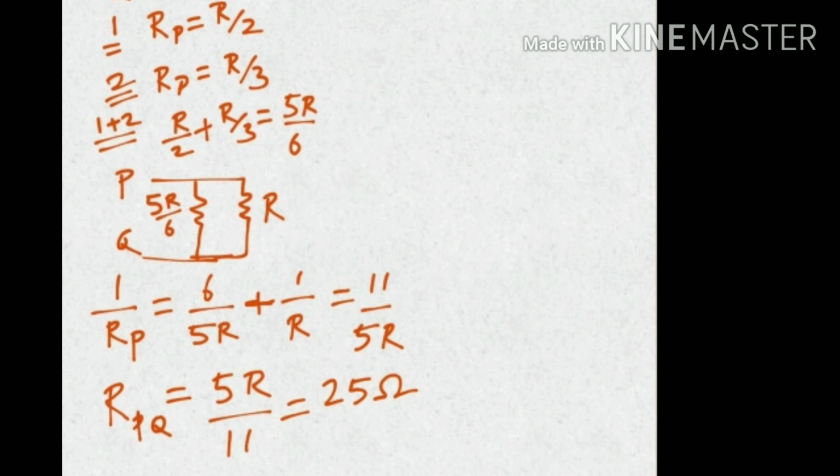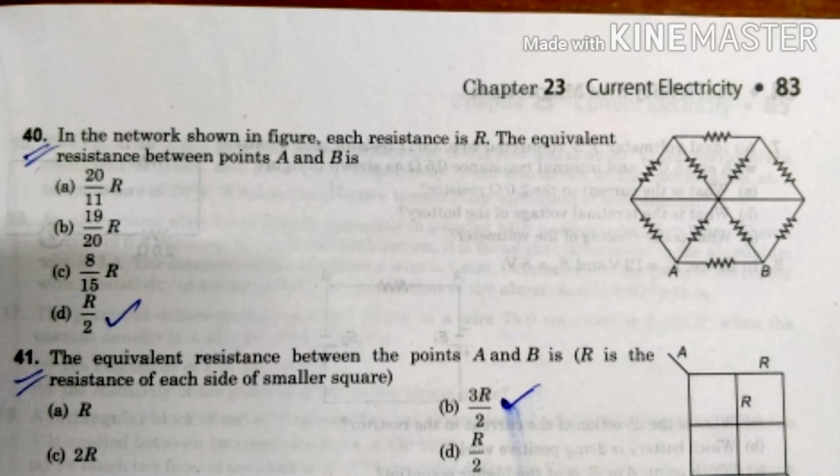So option D is right for this problem. Moving to next problem, problem number 40. In the network shown in the figure, each resistance is R. The equivalent resistance between the points A and B is.